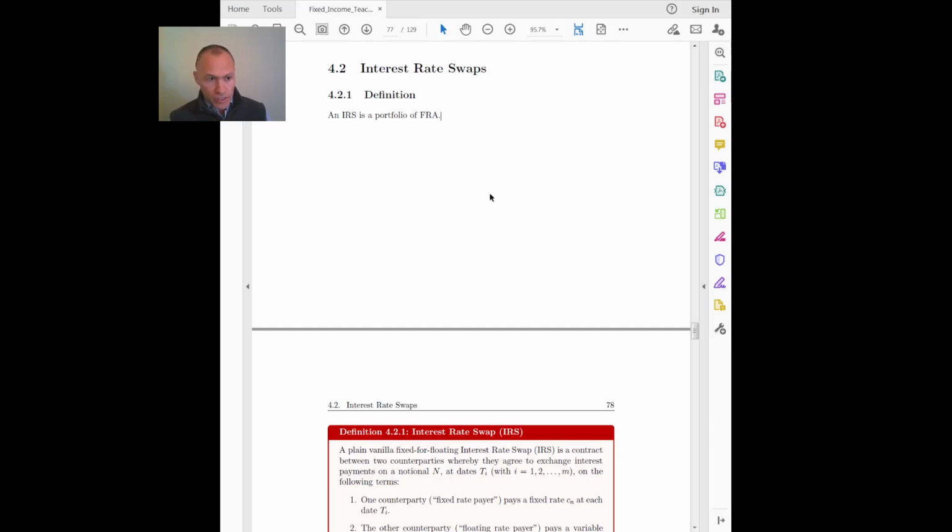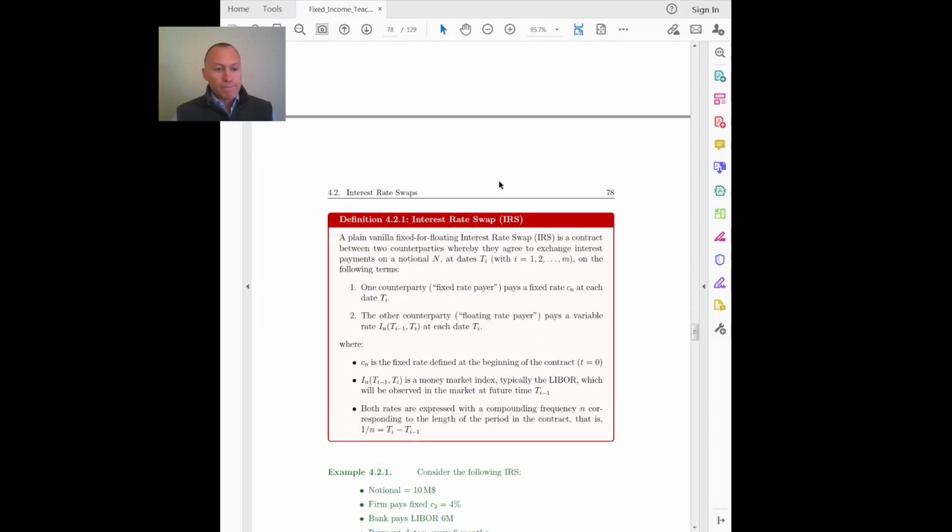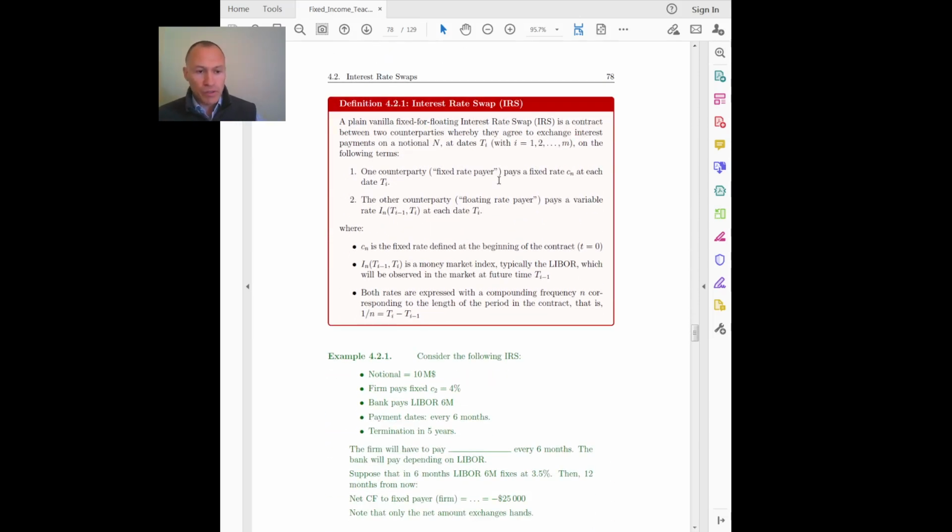Okay, so starting from the definition, an interest rate swap is really just a portfolio of the derivative we have just discussed in the previous videos, a forward rate agreement. So all the tools that we have developed will be very useful now and will allow us to understand this new derivative, the interest rate swap, very easily. Okay, so more formally, this is again a contract between two counterparties.